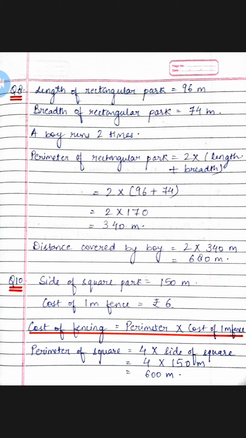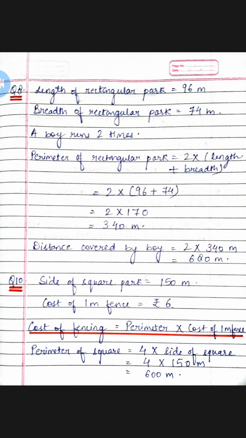Now listen, you have to find the distance covered by the boy, when the boy runs how many times? 2 times around the park. So first of all, what did I tell? First of all you will write whatever is given. So what is given? Length and breadth are given. So write: length of rectangular park is equal to 96 meters. Then I have written: breadth of rectangular park is equal to 74 meters. Now it is given that a boy runs 2 times. Then you have to find the distance covered by the boy.